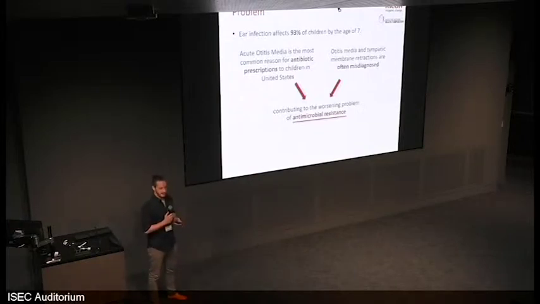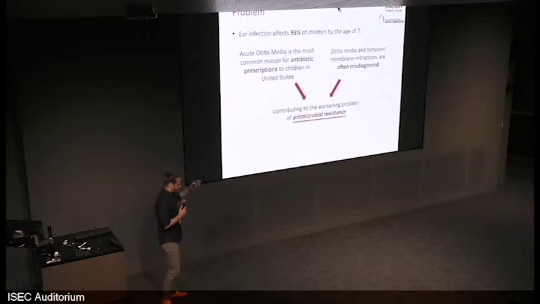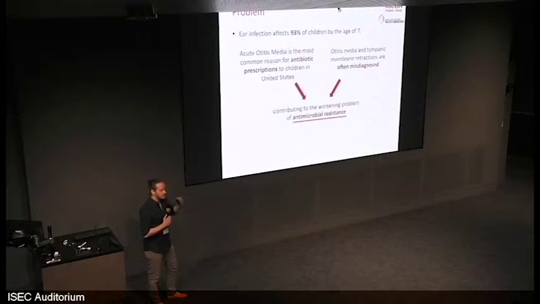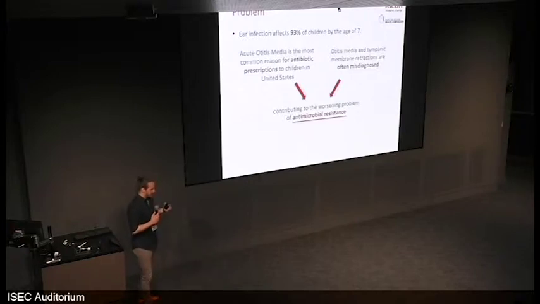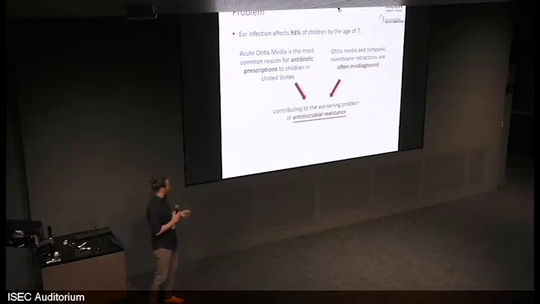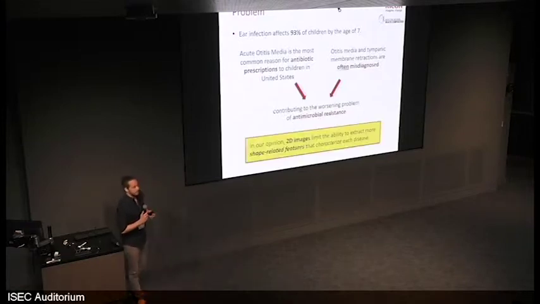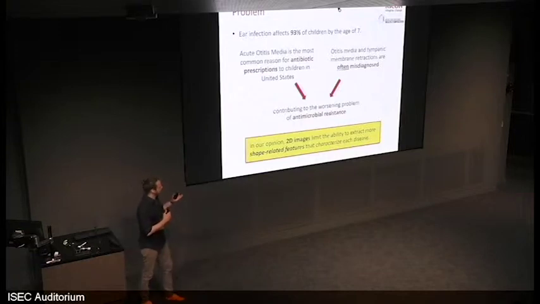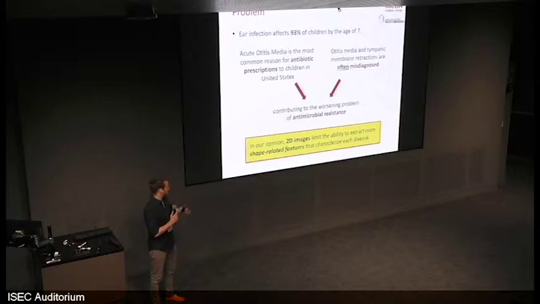antimicrobial resistance. Now, the main reason for this is that the doctor usually doesn't have enough time to look into the ear of a child, especially because of crying, or making sure the child doesn't move. And also, for perception, the doctor can see the eardrum only through a very tiny lens, or maybe through a 2D image. Now, the 2D image limits the ability to extract shape-related features, which characterize each of these diseases.